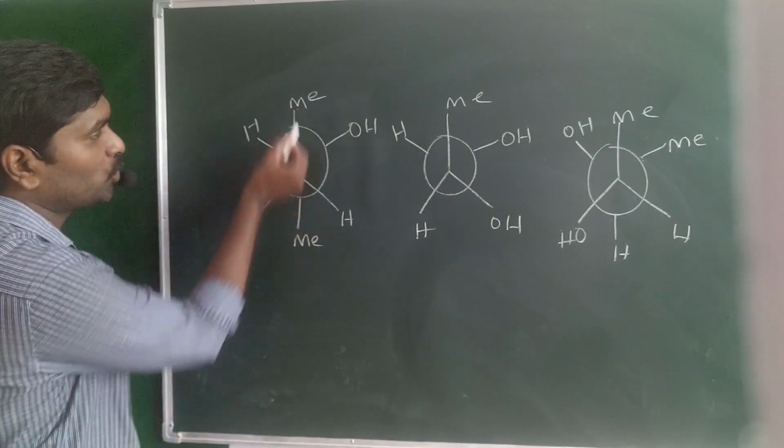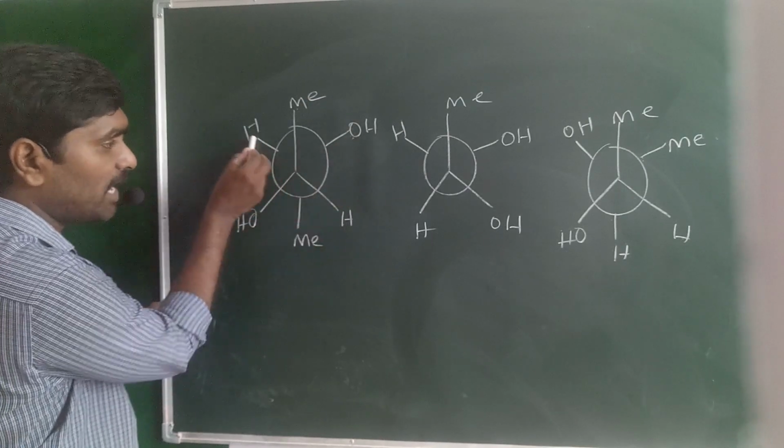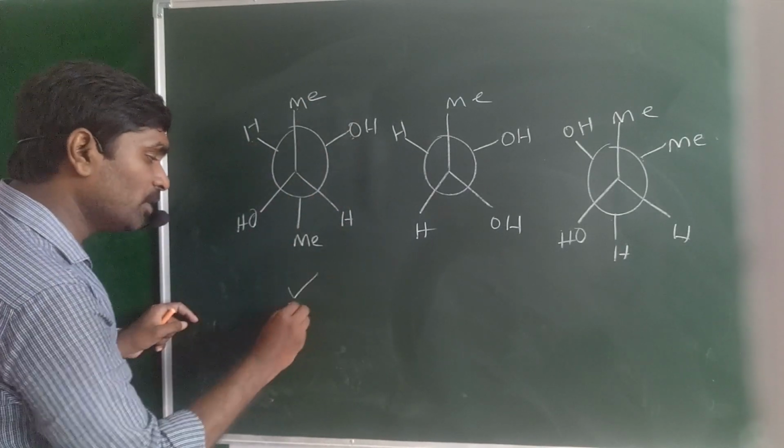When you rotate this molecule, two methyl groups are nearer to each other, two OH groups are nearer to each other, two hydrogen atoms are nearer to each other. So the first one should be the meso compound.